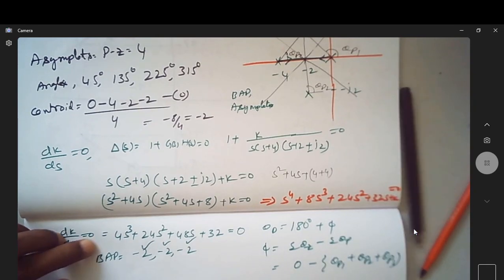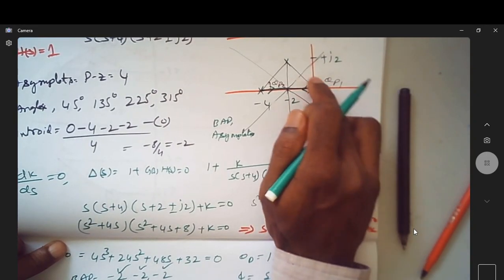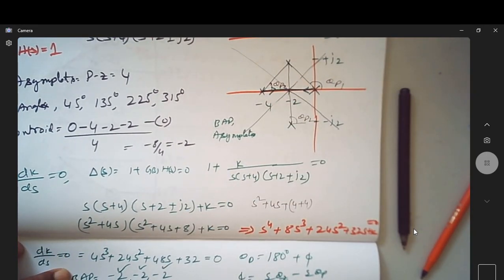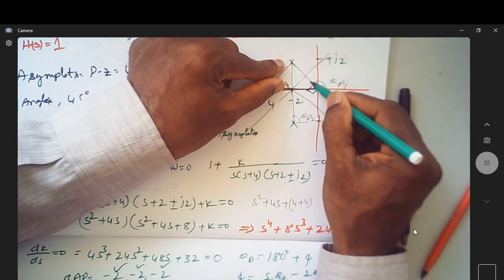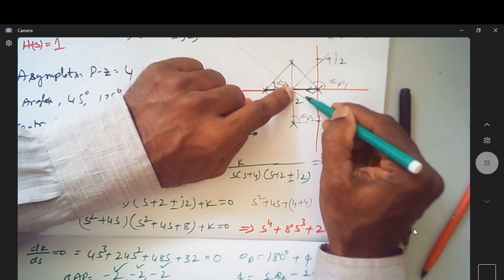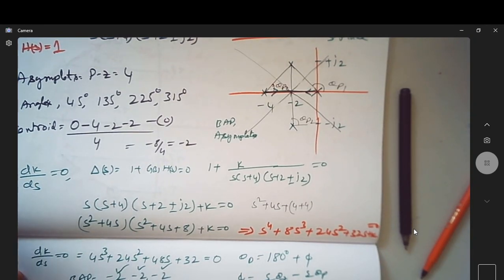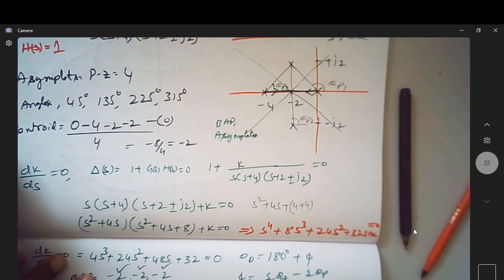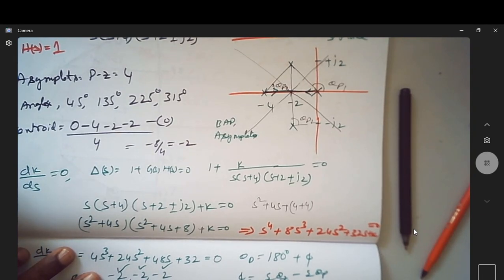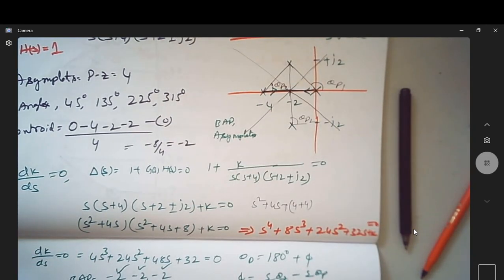So to find theta P1, it is actually 180 degree minus this angle. So it is 180 degree minus tan inverse of, for this angle the opposite is 2 and the adjacent is 2, so tan inverse of 2 by 2, which is 45 degree. So it is 180 minus 45, which is 135 degree. So 135 degree is theta P1. So what is theta P2?